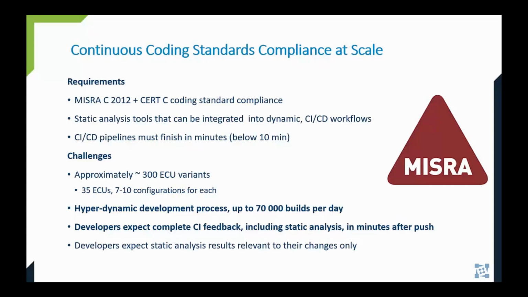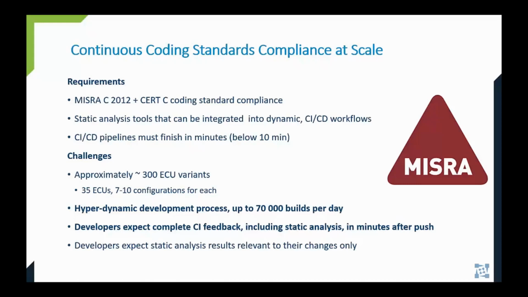They are working on 3 dozens of different ECUs, and each ECU has several variants, which gives in total almost 300 variants. So every change introduced to the common code base may trigger up to 300 pipelines. And on average, they have 70,000 plus pipelines executed per day.